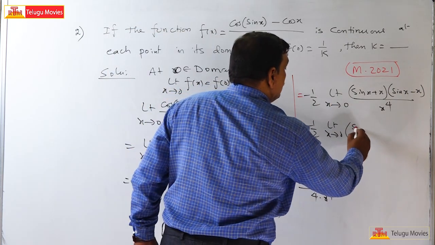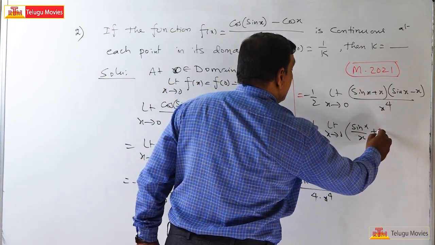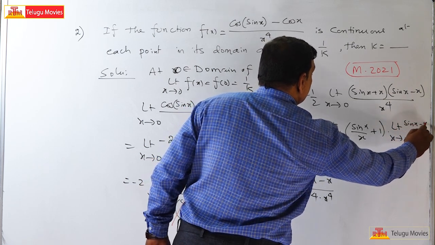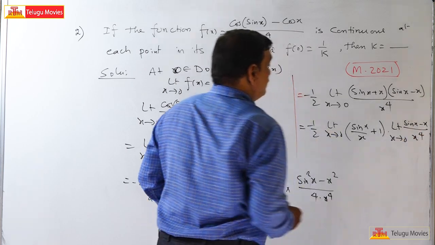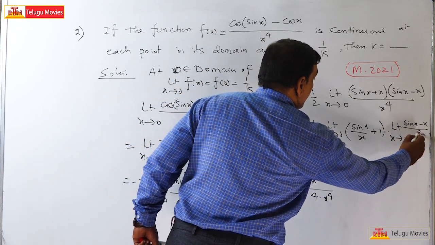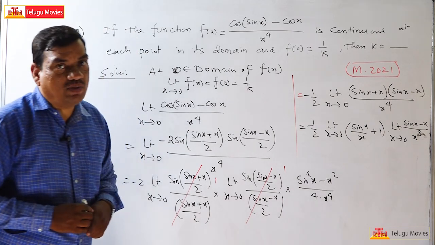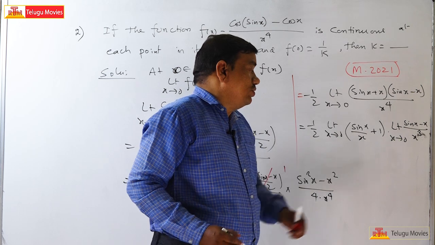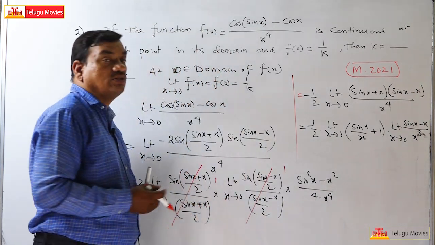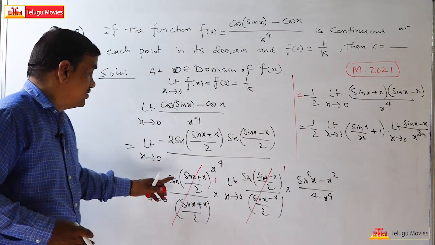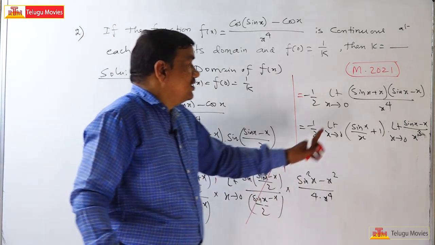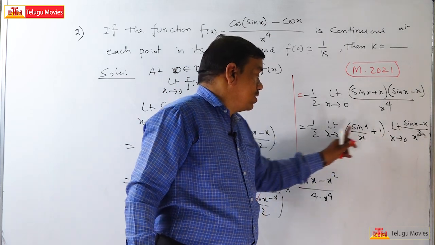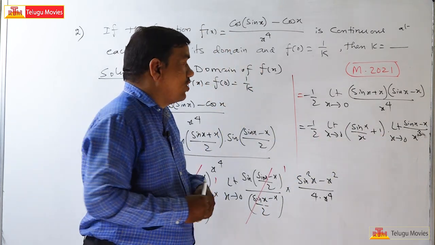So this is equal to limit x tends to 0 of (sin x by x plus 1) into limit x tends to 0 of (sin x minus x) by x cube, sorry, x to the power of 4, already one x we have to write under the sin x plus x. Okay, limit x tends to 0 sin x by x value is equal to 1. This is 1 plus 1, 2, 2 will get cancelled. So how much we will get?